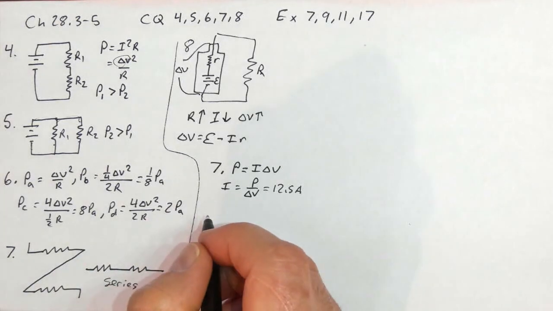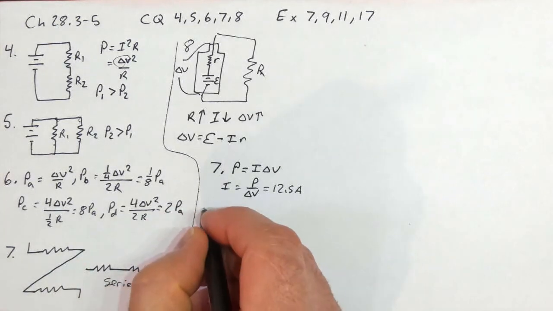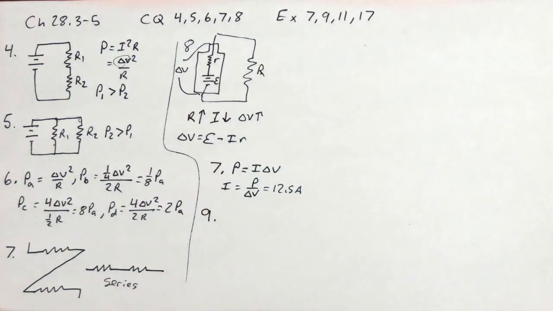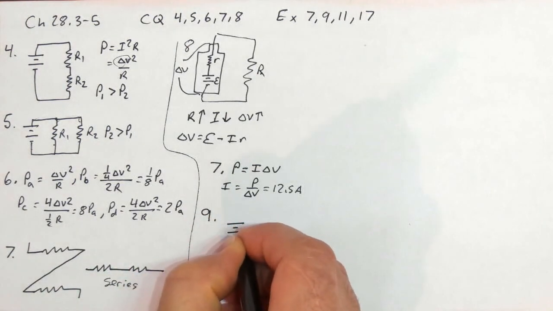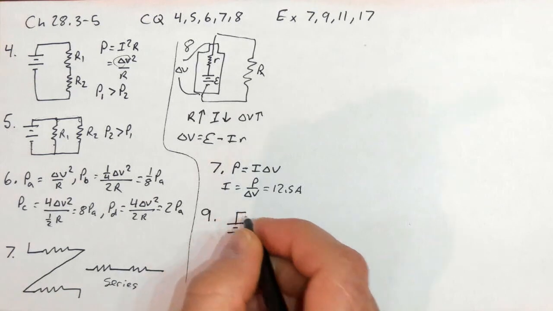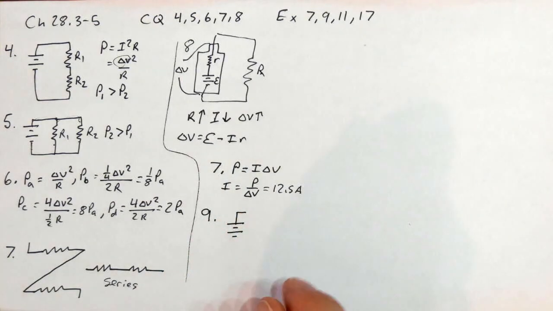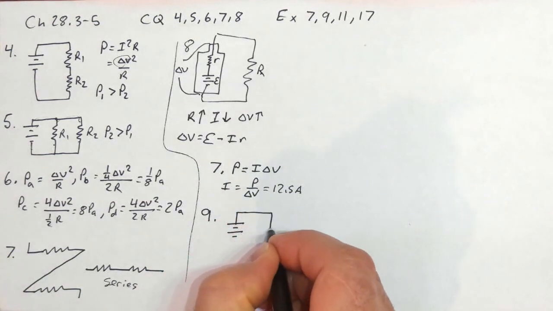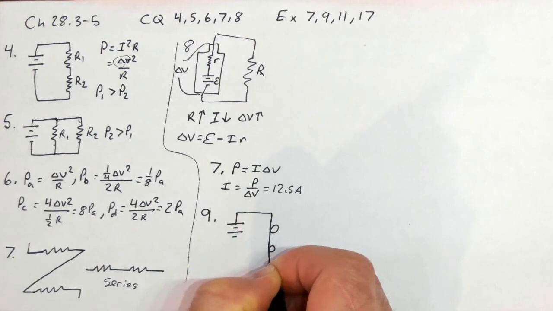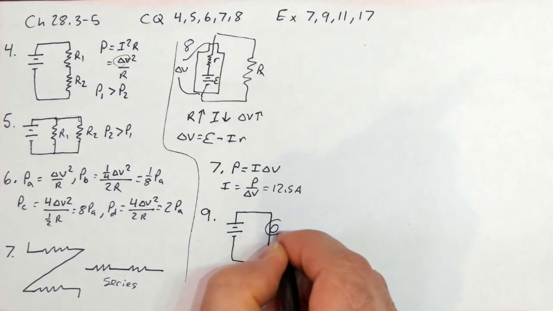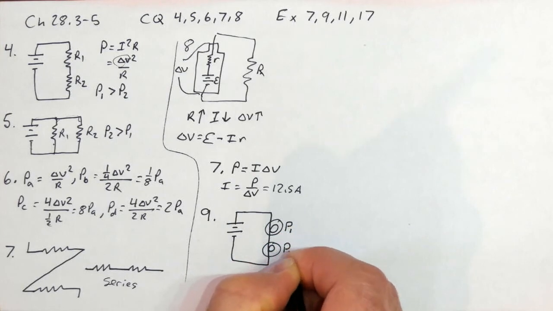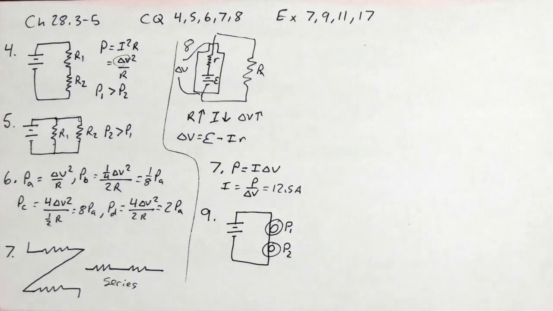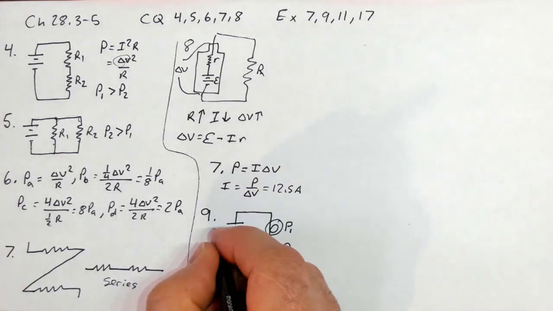Okay, that's 7. Let's go ahead and do exercise 9. So for 9, we have this battery supplying current to 2 light bulbs, and their powers are given. Now we need to be careful here. This voltage is given here.